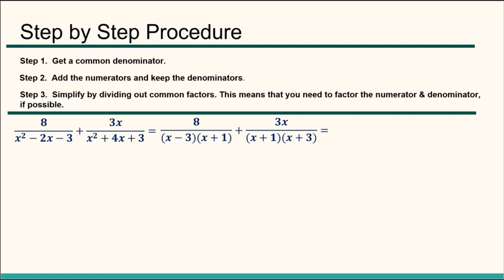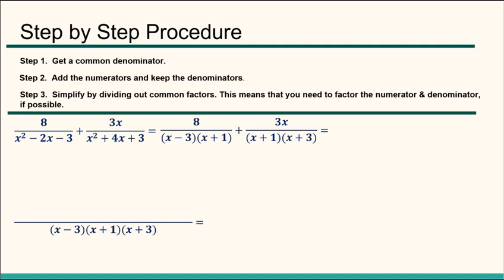When I do, I get 8 over x minus 3 times x plus 1 plus 3x over x plus 1 times x plus 3. So in that, I factored that x squared minus 2x minus 3, and I went ahead and factored that x squared plus 4x plus 3. Okay, here goes. I need one of everything.